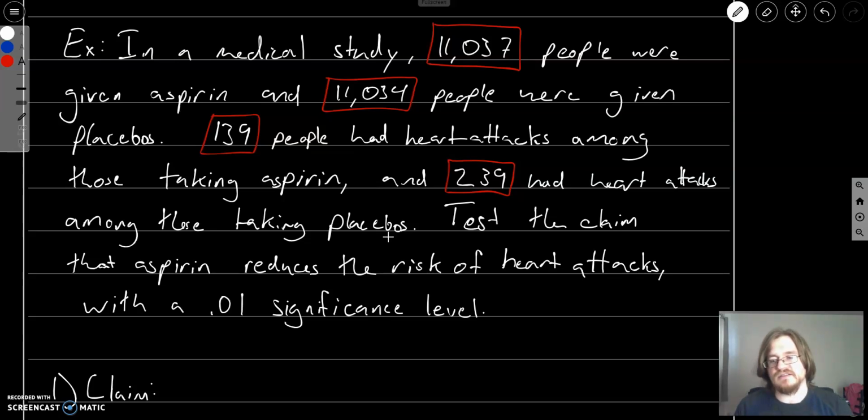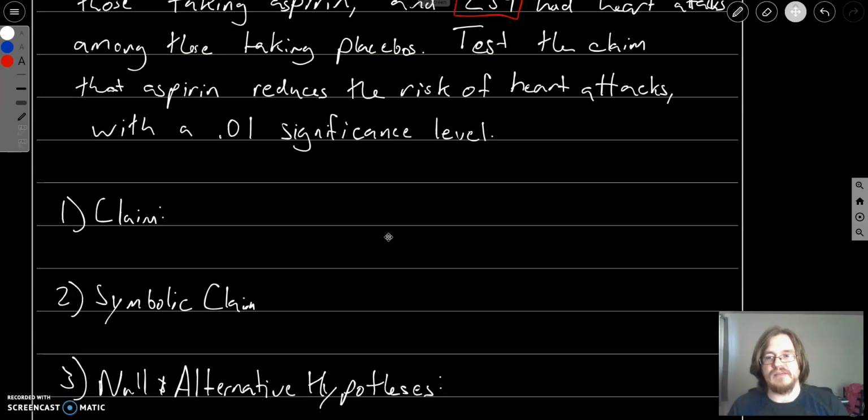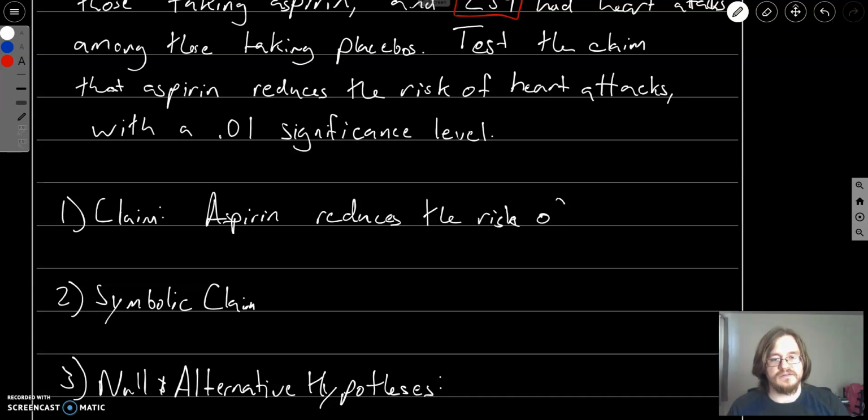And because this is a medical study, we have a pretty small significance level, 0.01. So we want our results to be confident that we're not making a mistake in our results. So we want to test the claim that aspirin reduces the risk of heart attacks. So this is our claim: aspirin reduces the risk of heart attacks.